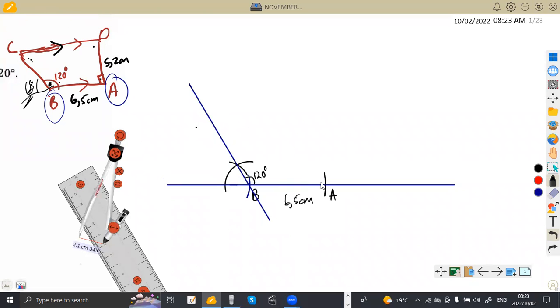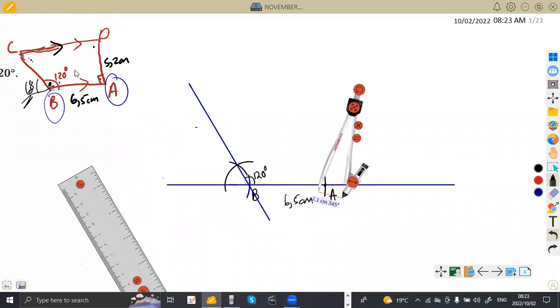But we all know that at A there is 90 degrees, which means you're going to construct 90 degrees at A because we're told that it's perpendicular to that line. So this is what you're going to do from this point. Remember how to construct 90.